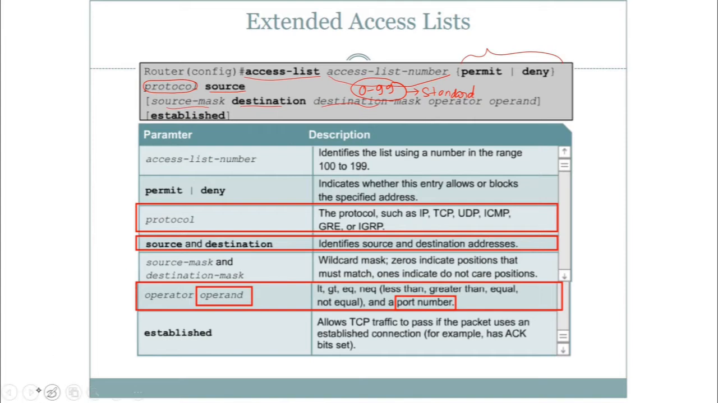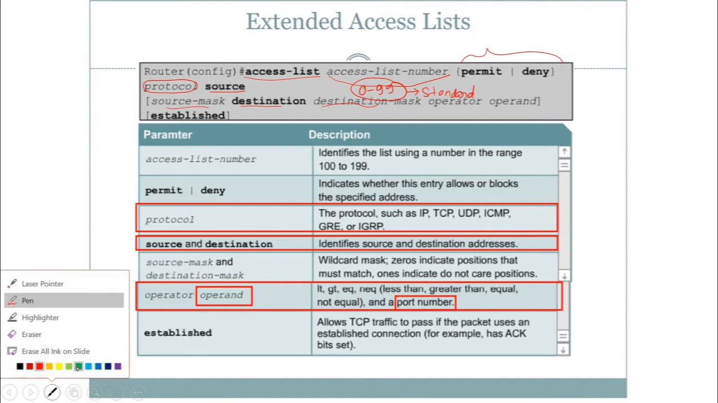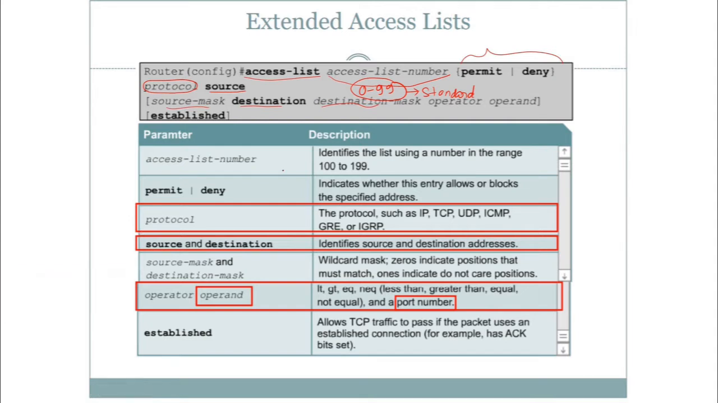So first, let me take some other color, because red is already here in the slide. So green. Okay, let me take this color. Yep, perfect. So the first term, that is access list number. We choose between 100 to 199, right? You remember, 0 to 99 is for the standard access list, and if you take 100 to 199, that comes as an extended list.